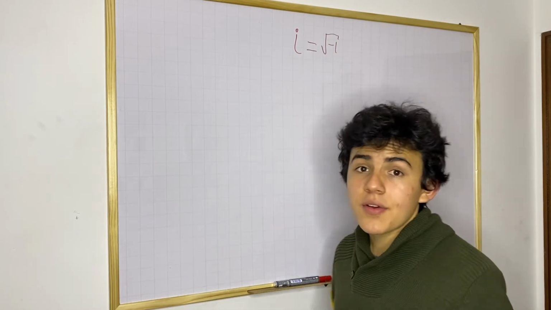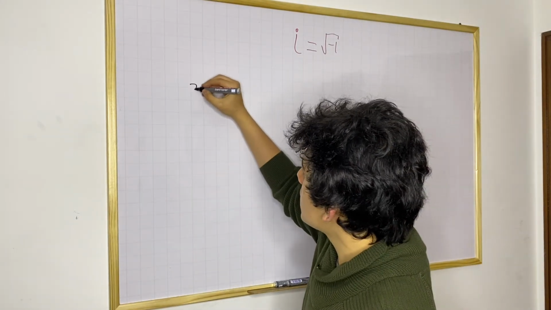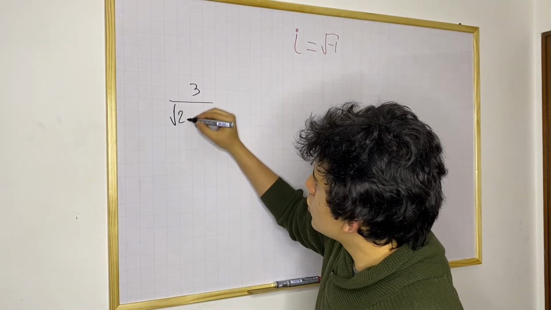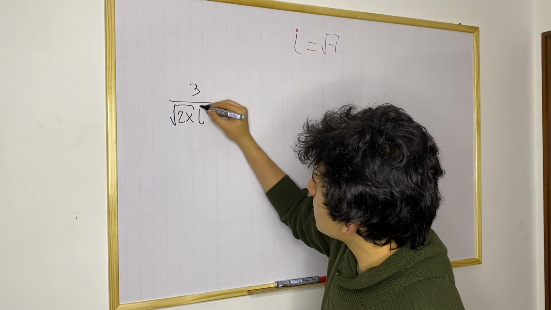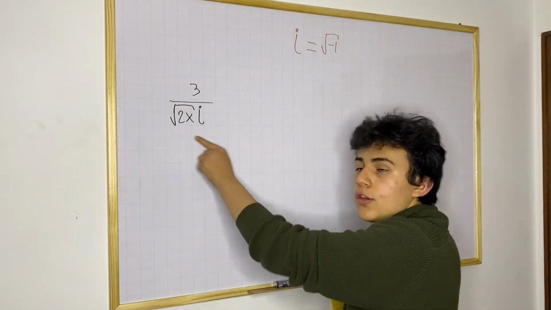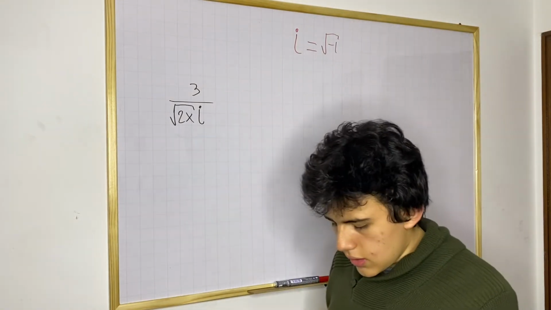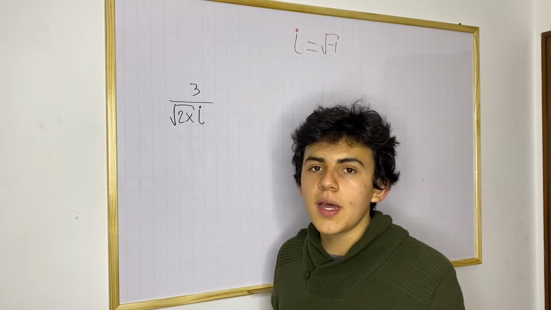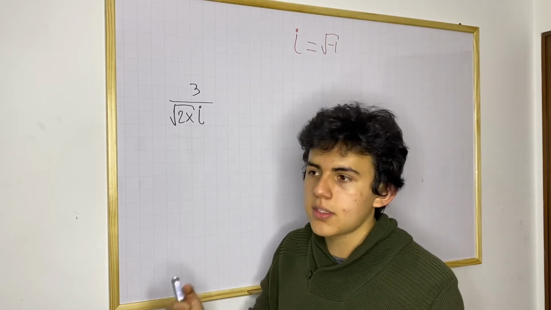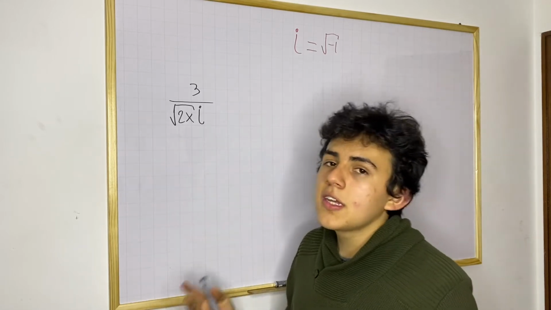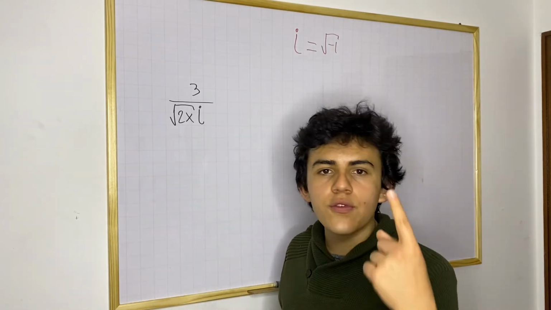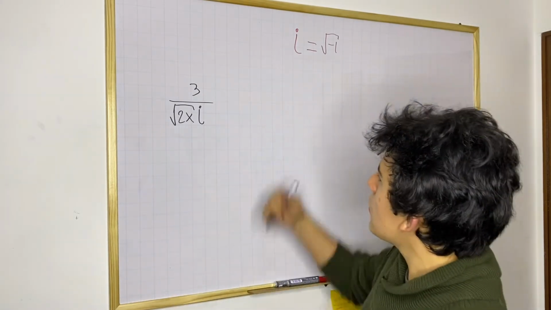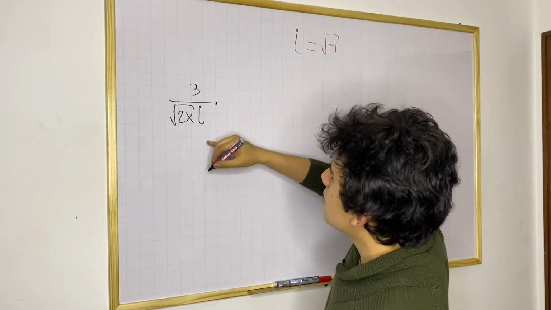Now let me show you another example. Let's suppose we have the expression 3 over the square root of 2x times i. How do you simplify this? Well, if you think about it, in the last problem what we did was multiply i and its coefficient by top and bottom. Now we're going to do the same thing here. Previously, the coefficient was 1. In this case, it's just the square root of 2x. So we're going to multiply by this expression.